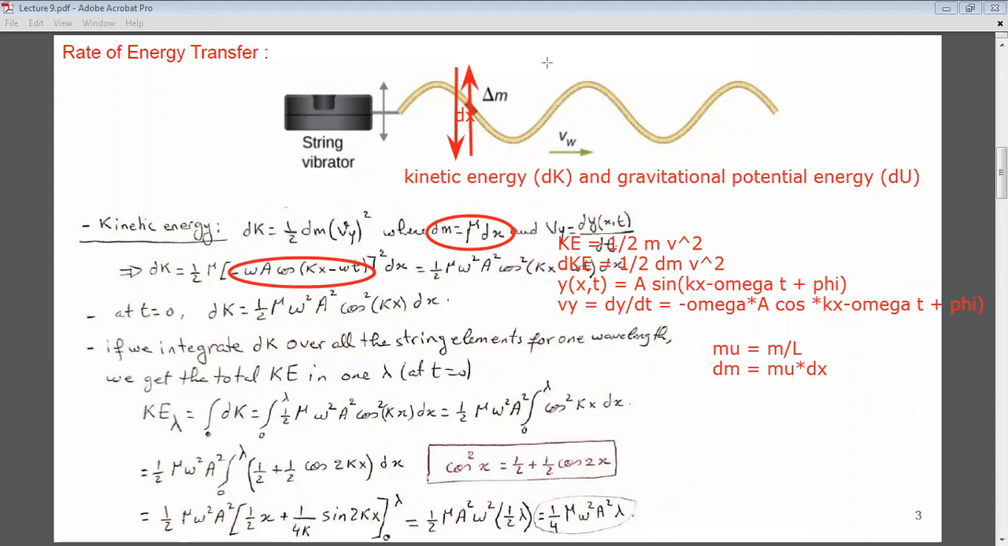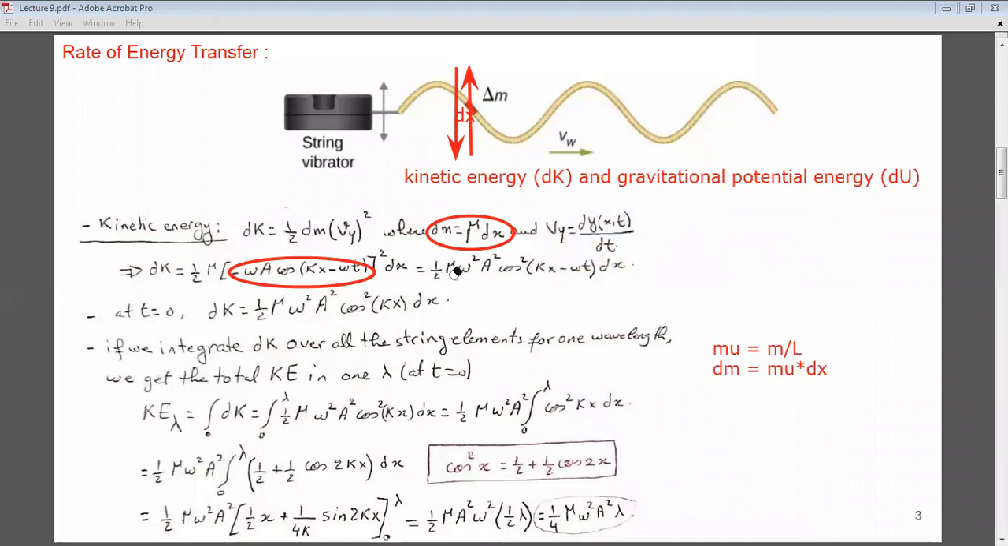So now what do I have? I have half mu omega square A square cosine square(kx minus omega t) dx, because I'm squaring. If I take a snapshot, I don't have to look at all times. If I take a snapshot at time equal to 0, dk is equal to half mu omega square A square cosine square kx dx.